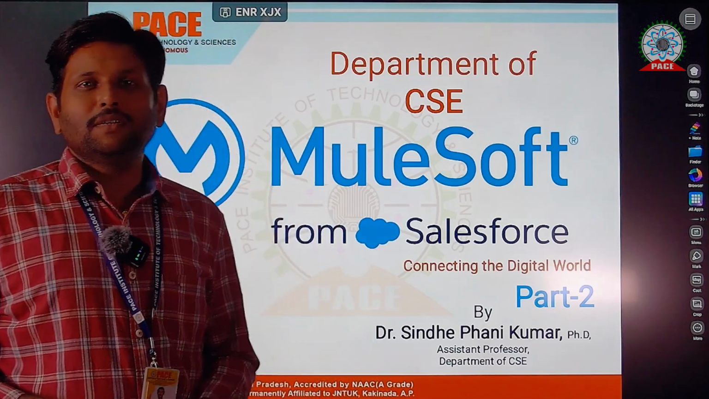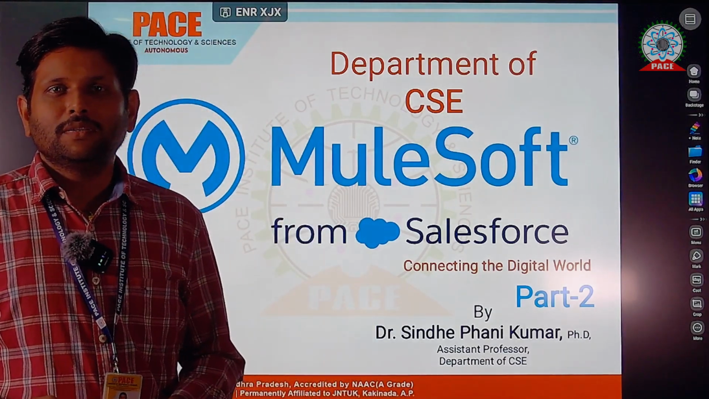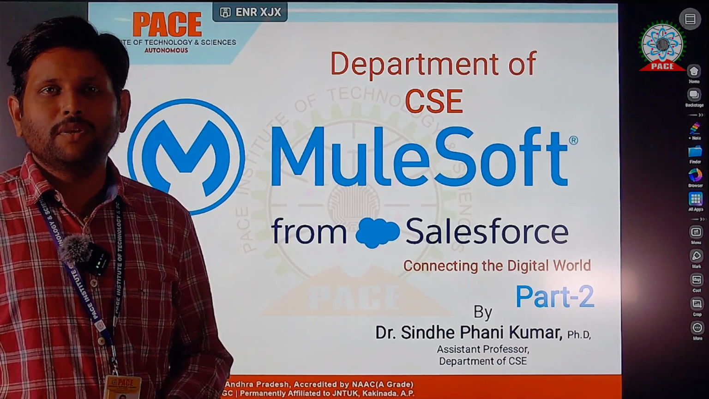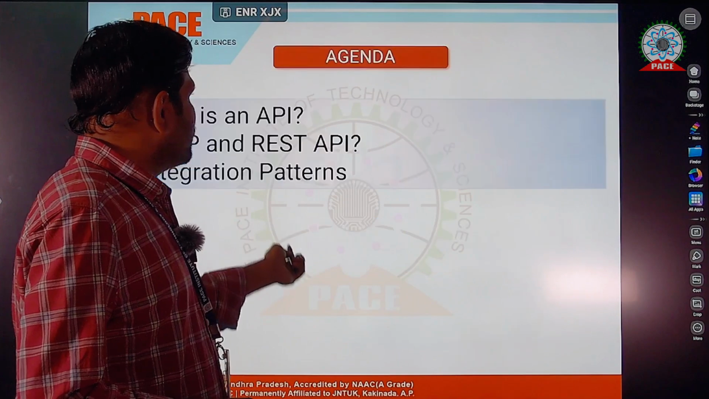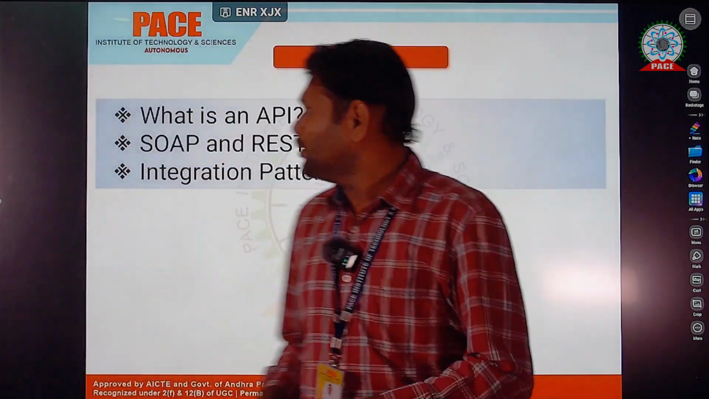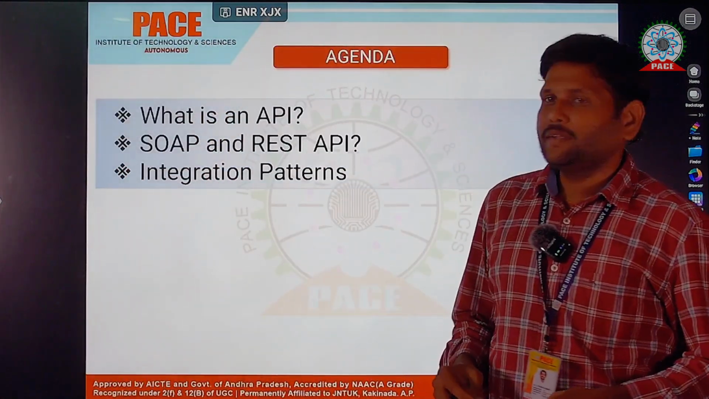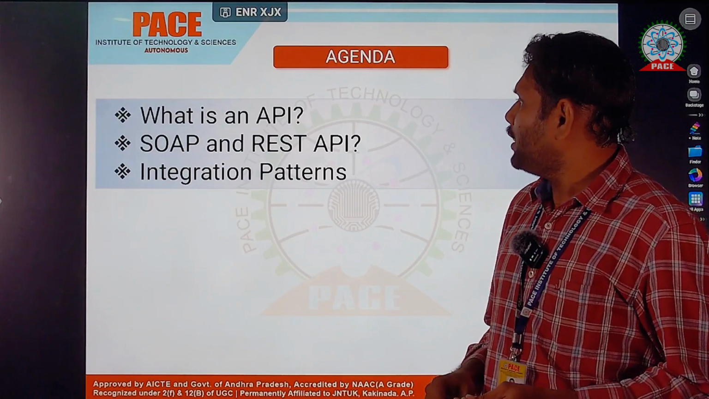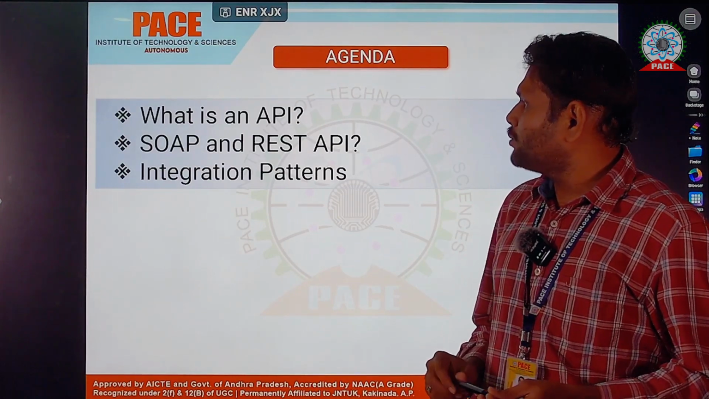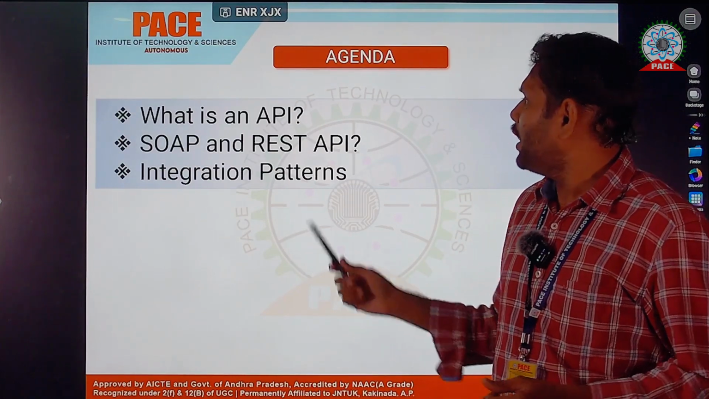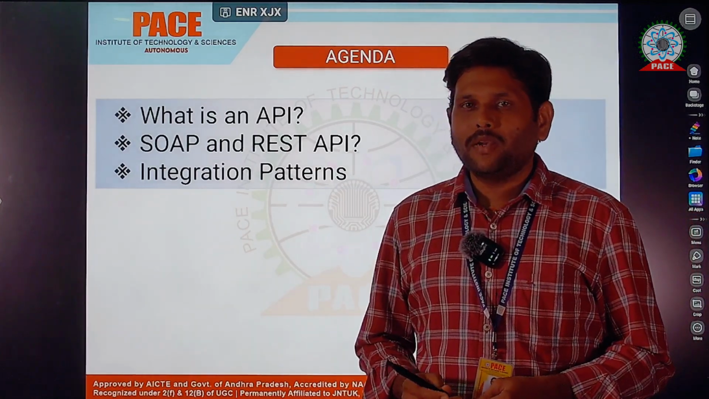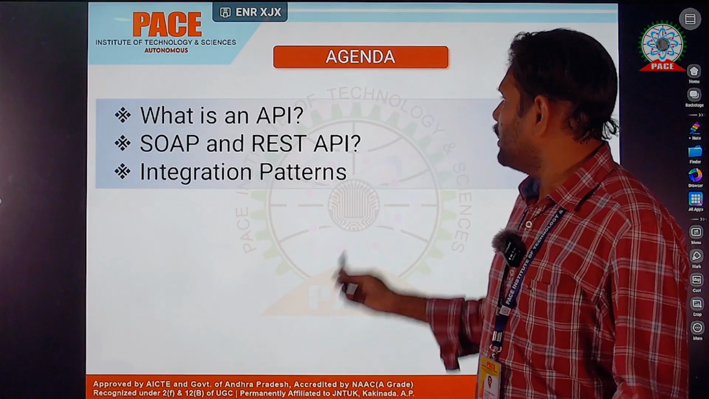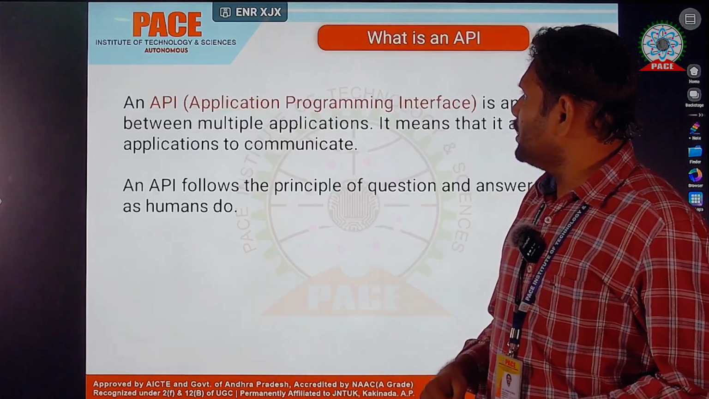In this session, we will see the second part, the continuation of the previous session. These are the topics we will cover: what is an API, the different types of web services, SOAP API and REST API, and the different types of integration patterns we have for developing an API. Let's see one by one.